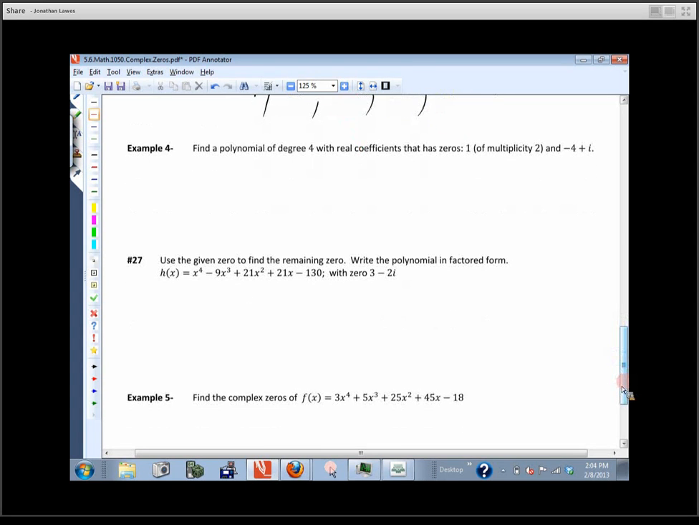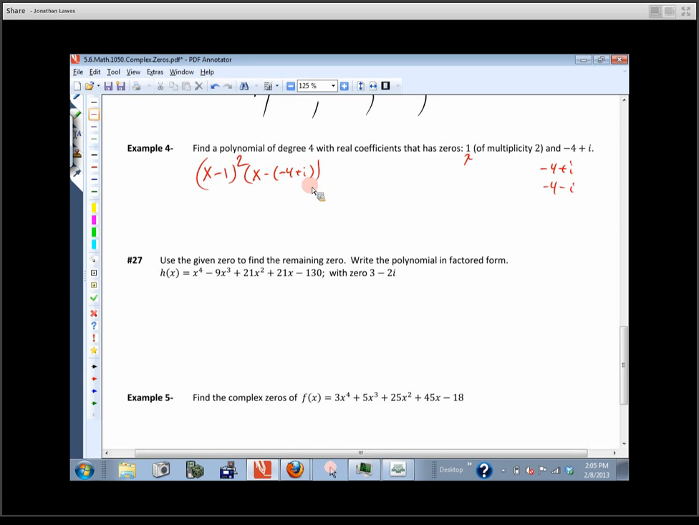It says find a polynomial of degree 4 with real coefficients that has zeros of 1 with a multiplicity of 2 and -4 plus i. So first of all, if 1 is a 0, what's the factor that it comes from? x minus 1. And if it has a multiplicity of 2, square it. Now, if I know negative 4 plus i is a 0, what else is a 0? Negative 4 minus i. So if I write down the factor that corresponds to this, it is x minus negative 4 plus i.